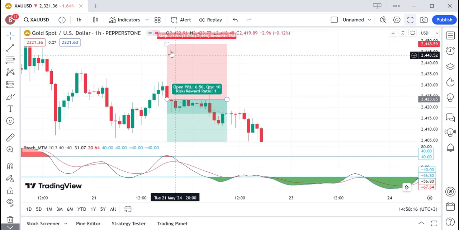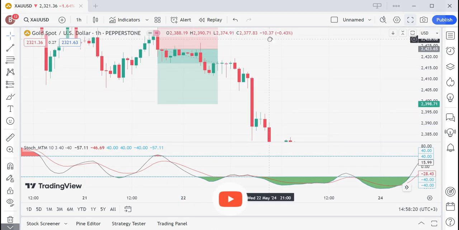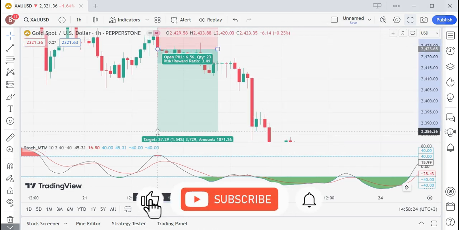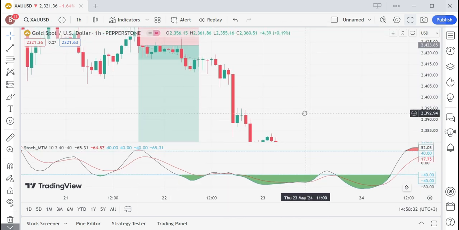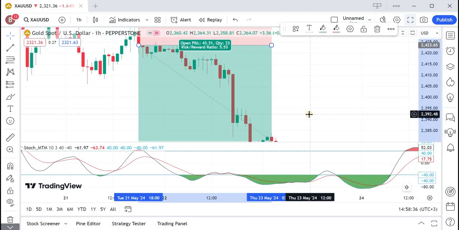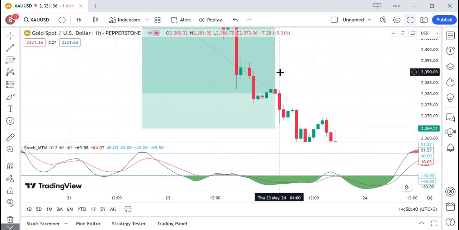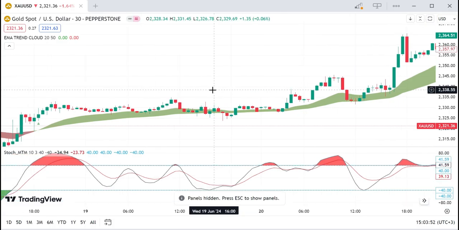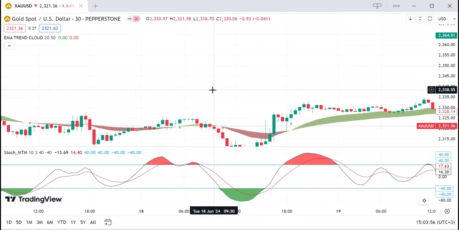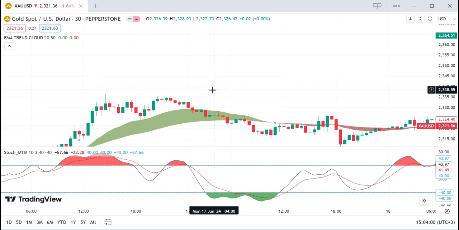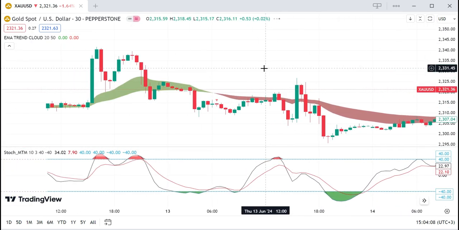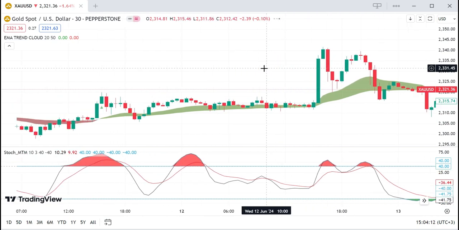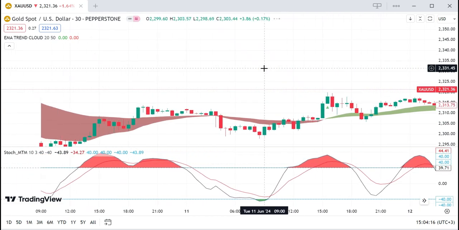Now, while the Stochastic Momentum Index is a powerful tool, it can only provide a certain percentage of success on its own. To maximize accuracy and reduce market noise, it's essential to incorporate another indicator. This is where the EMA Trend Cloud comes in. By combining the SMI with the EMA Trend Cloud, we can get a clearer picture of market trends and make more informed trading decisions. Let's begin by adding the two indicators on our TradingView charts.